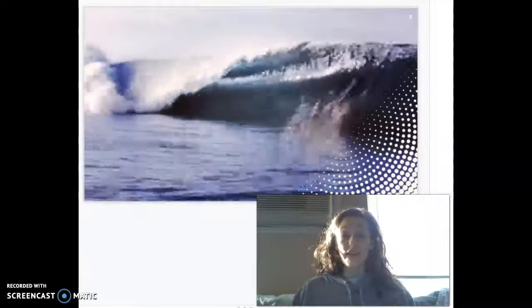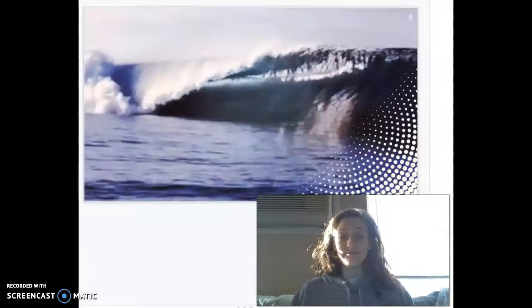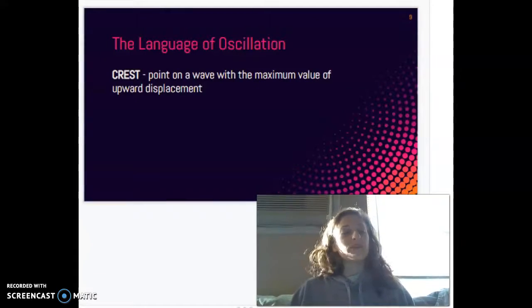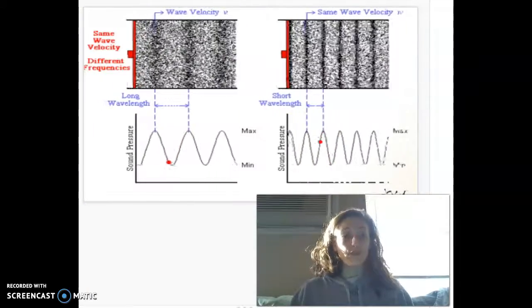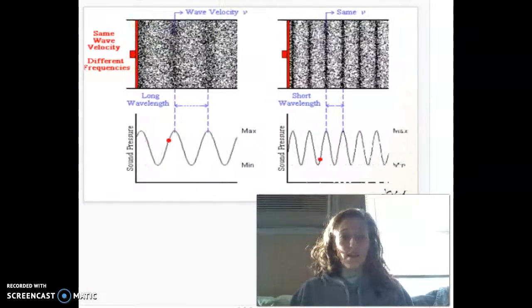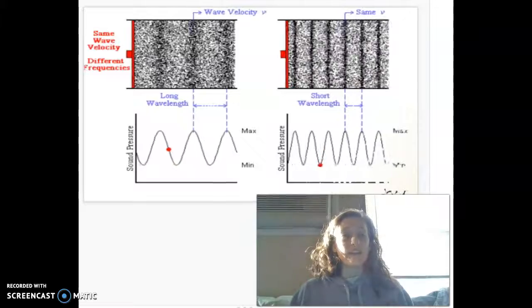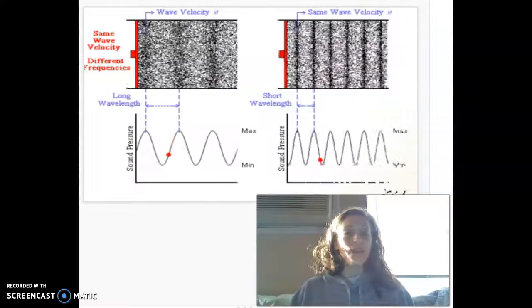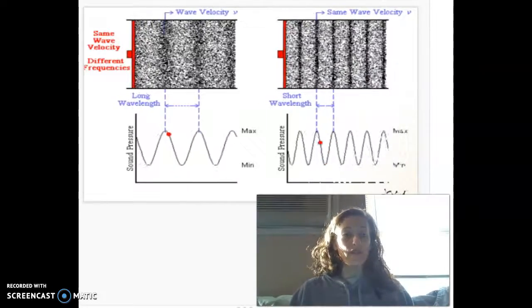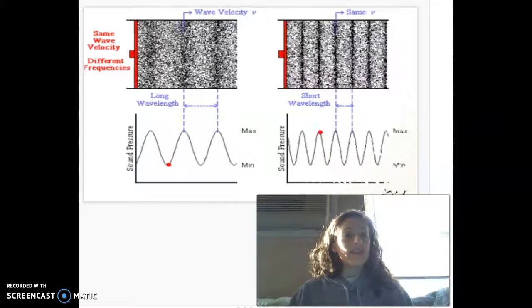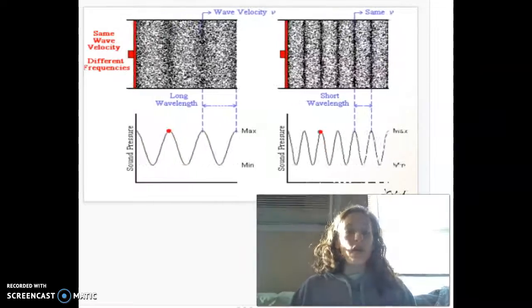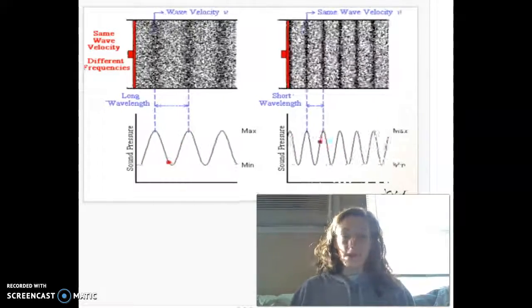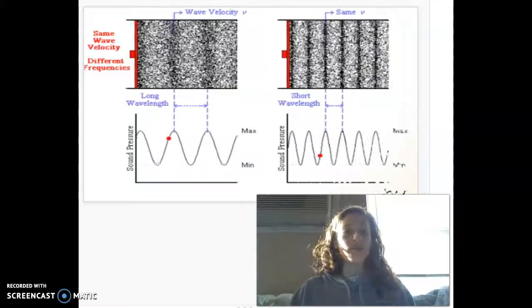Any ideas what we call this when we talk about waves? It is a crest, the point on a wave with the maximum value of upward displacement. If we were to look at waveforms, on the top you have actually sound waves, and on the bottom you have a graphical way of representing that. And we can see that the very highest points, those would be the crests. So they're the maximum displacement of the wave.